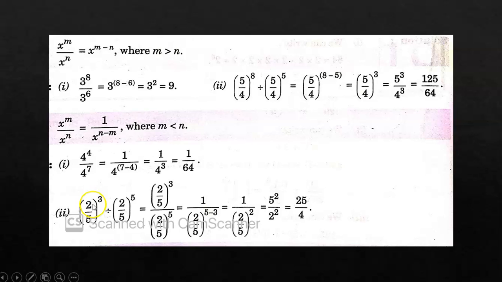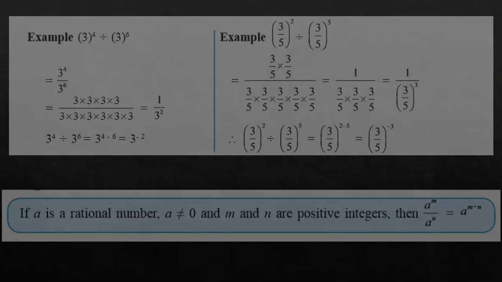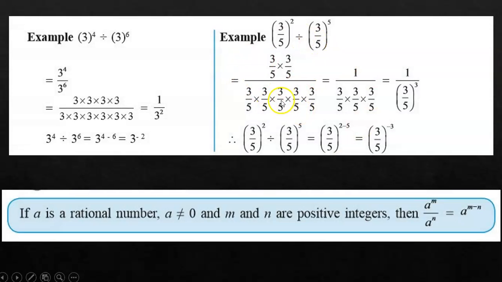One more example. 2 upon 5 raised to 3 divided by 2 upon 5 raised to 5. So I have 2 upon 5 raised to 3 upon 2 upon 5 raised to 5, which is 1 upon 2 upon 5 raised to bigger number minus smaller number. I'll be left with this. And this, my dear students, means 5 upon 2 raised to 2. So 25 upon 4. We can also write this in this manner. See, the answer is the same.